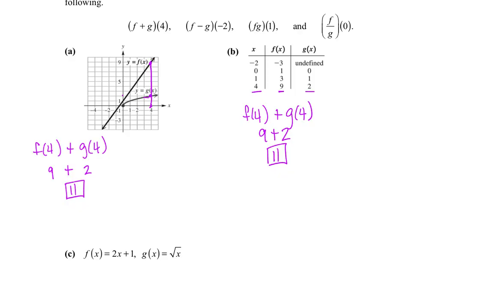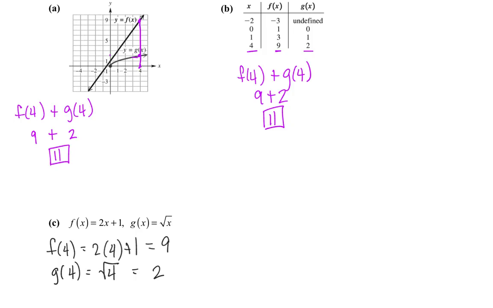So we're going to go down here and we're going to do f of 4 is 2 times 4 plus 1. 8 plus 1 is 9. And g of 4 is the square root of 4, which is 2. All right, so again, if we add 9 plus 2, we get 11. So you get the same answer on all three. It's just different methods of looking at it.